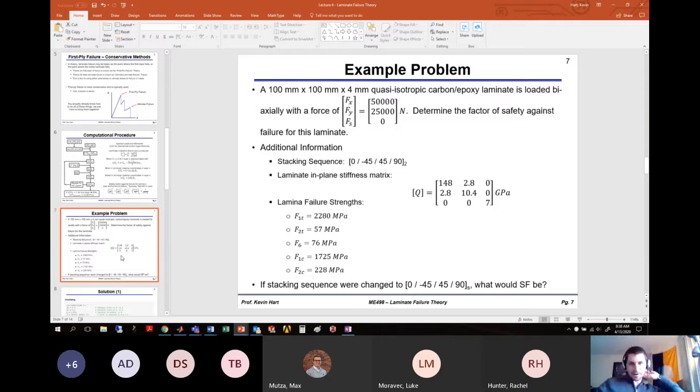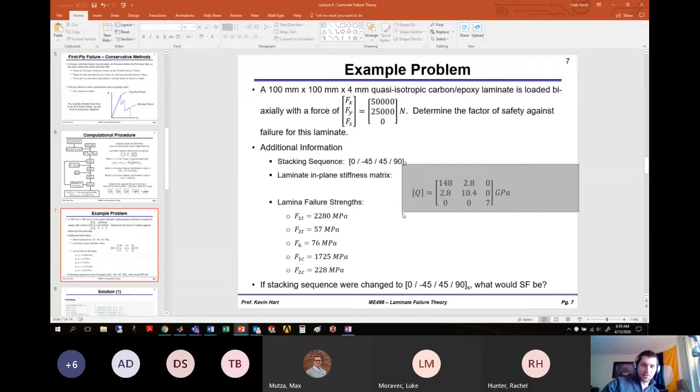Here is a full example problem. You've got a 100 by 100 by 4 millimeter quasi-isotropic laminate loaded biaxially with a certain force. Determine the factor of safety against failure for this laminate. The stacking sequence here is 0, negative 45, 45, 90, subscript 2. This is not an S down here, this is a 2. So that means 0, negative 45, 45, 90, 0, negative 45, 45, 90. So you're repeating this pattern twice.